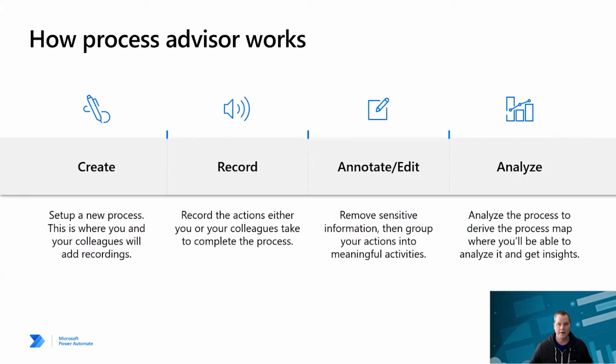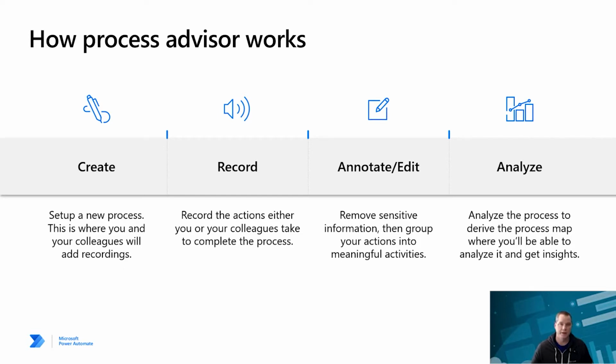So typically, how does this process work? Number one, you create a process inside of Power Automate. Think of it like you're creating a project, and this is where you'll be able to record your process. So you'll hit record, and then you'll open up the various applications that you use, provide your different inputs of data, save your transactions, close your application, and all of those steps get recorded.